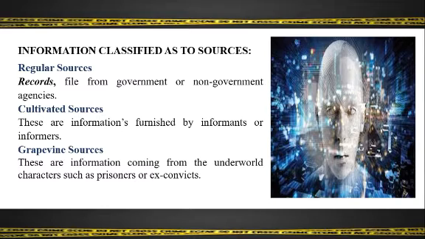While cultivated sources are information furnished by informants or informers. So what is the difference between informants and informers? Informant refers to a person who gives information to the police voluntarily or involuntarily without any consideration. While informer refers to those who give information to the police for prize or reward. Ang purpose niya lang po sa pagbigay ng information ay para sa prize or reward.